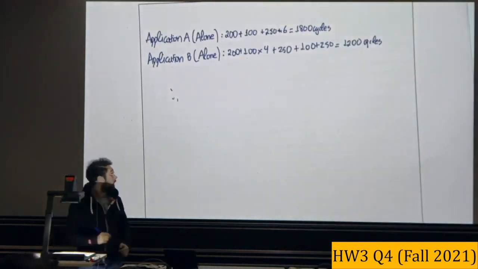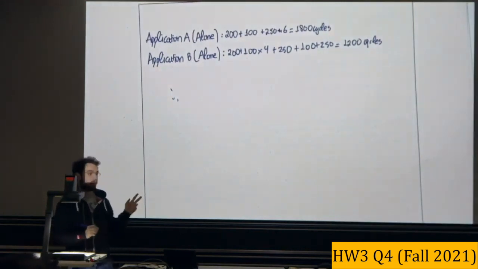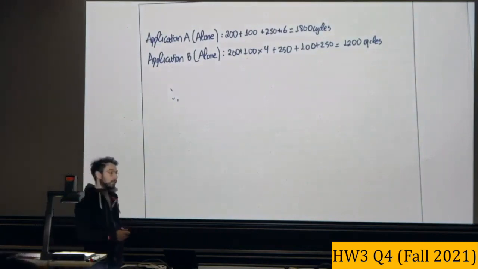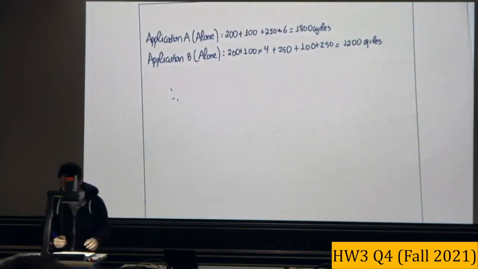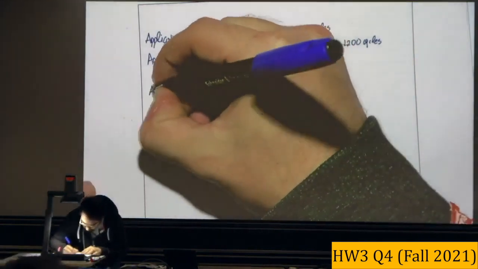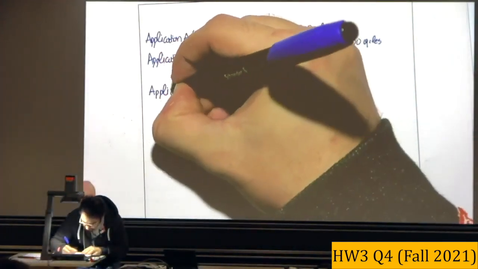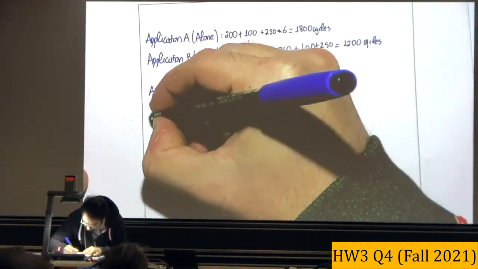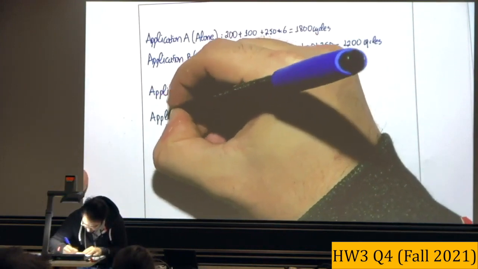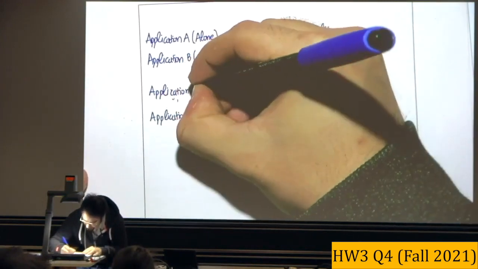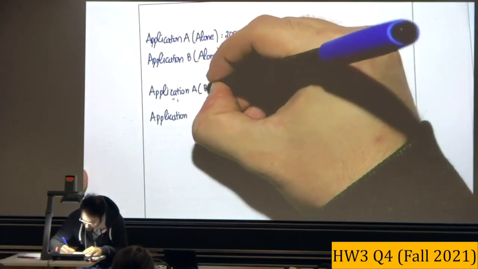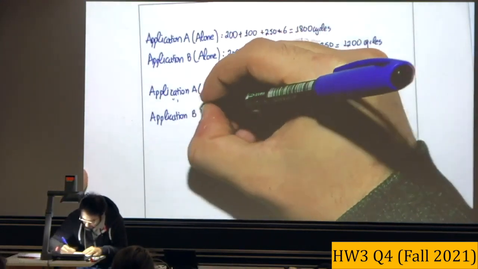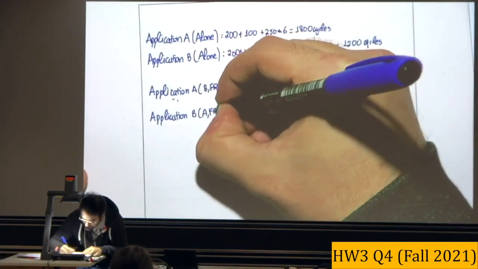Okay. Right now, we also need to count the memory latency of application A when we run it with B, and the memory latency of B when we run it with A, right? So let's calculate first. Actually, we will calculate them both at the same time. So it's application A when you run it with B and FR-FCFS, and application B when you run it with A with FR-FCFS.